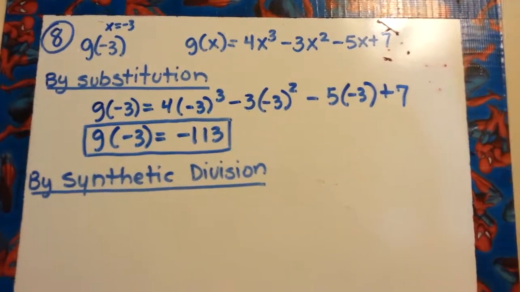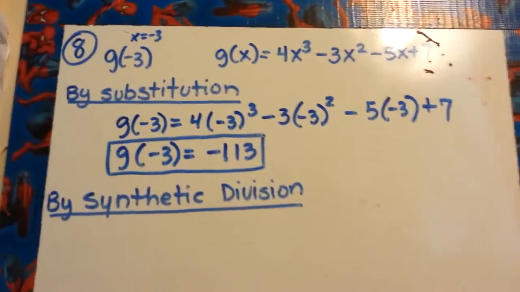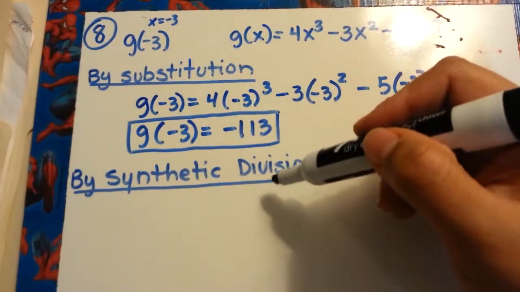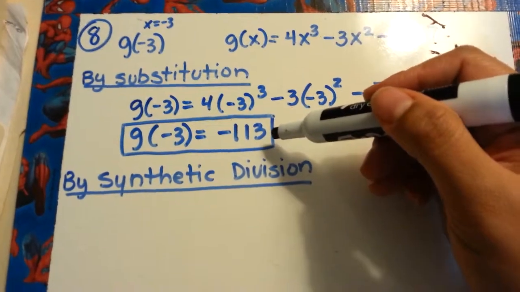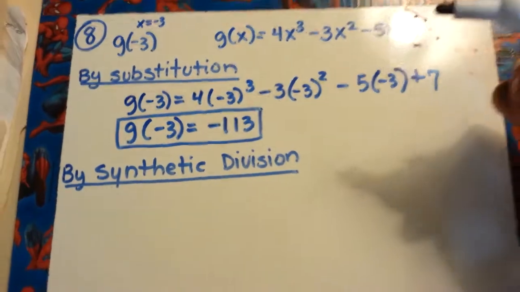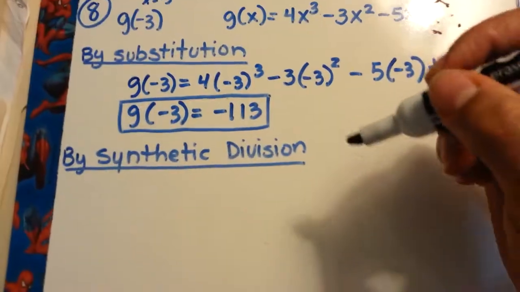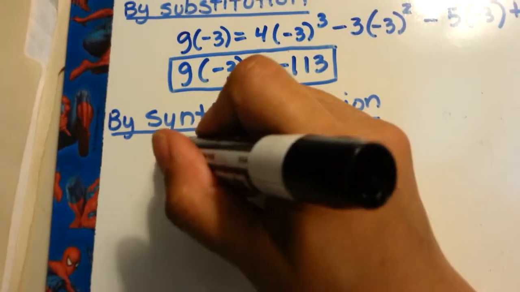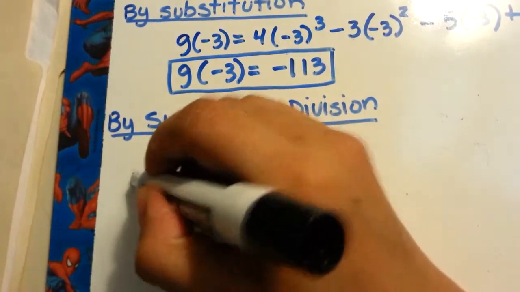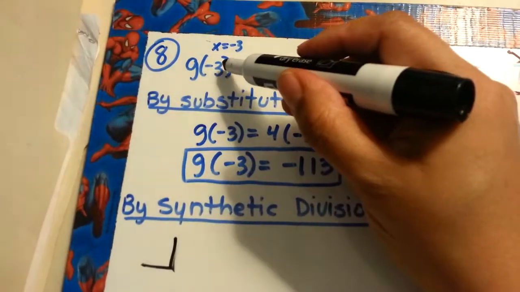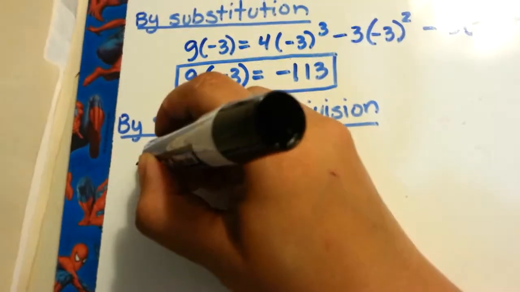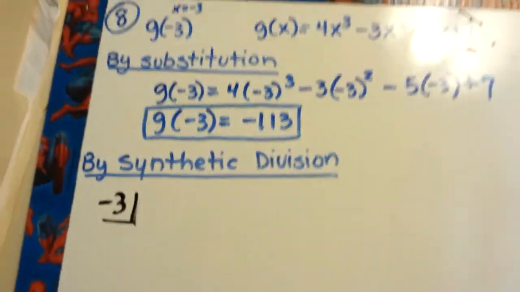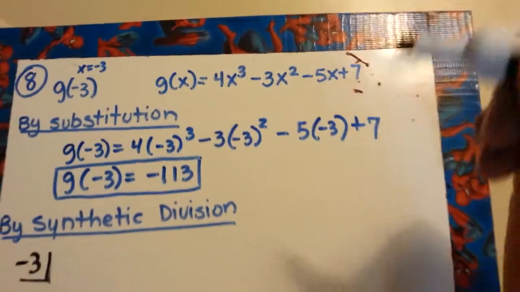In the second part to this problem, they want you to evaluate the polynomial also, but this time by synthetic division. Technically, you're supposed to get the same answer. That's how you know that you've done this correctly. Well, if you're going to do synthetic division, you need an x value. Well, the x value has already been given to you. It's negative 3. You do not change the sign. X is negative 3. It's already given to you.